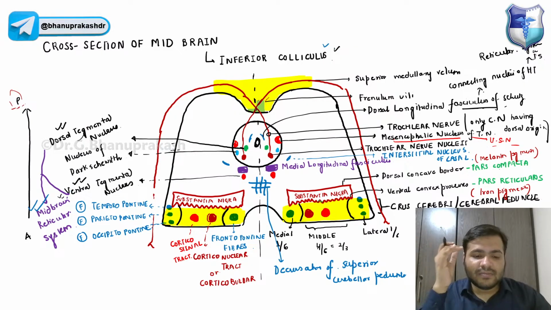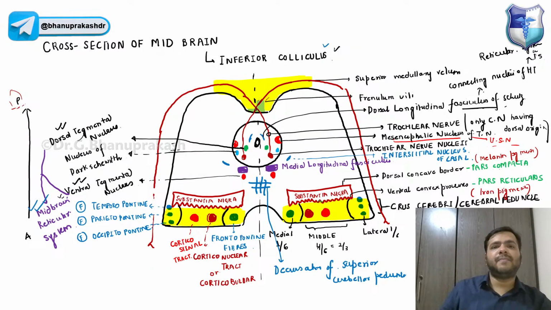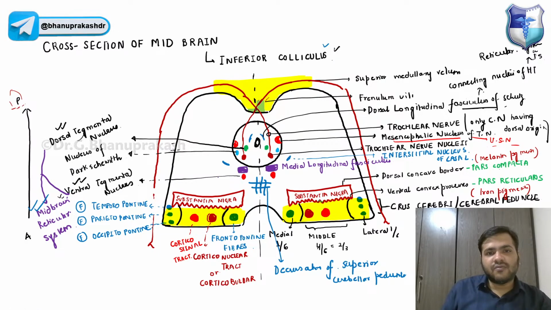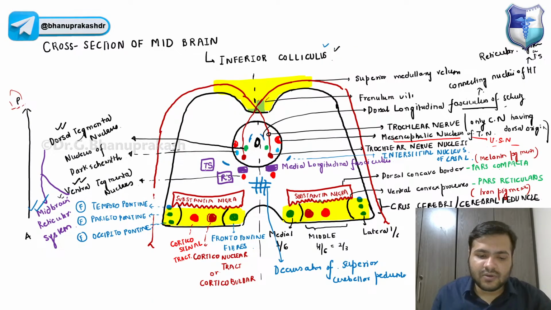Now dorsal to this decussation, guys, we have the rubrospinal tract. Just try to mention all the tracts right now over here. I'm not writing completely, just please write down rubrospinal tract. Behind, guys, we have the tectospinal tract. In the tegmental region, we have the tectospinal tract, right?